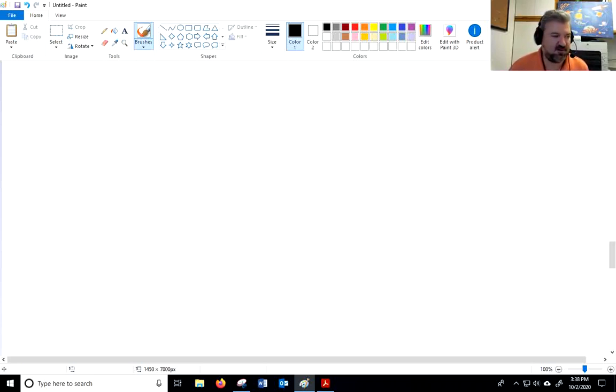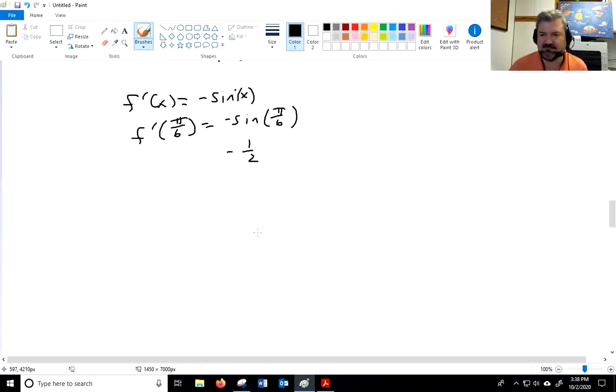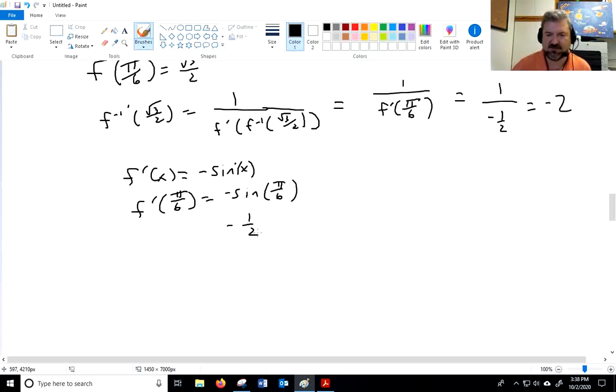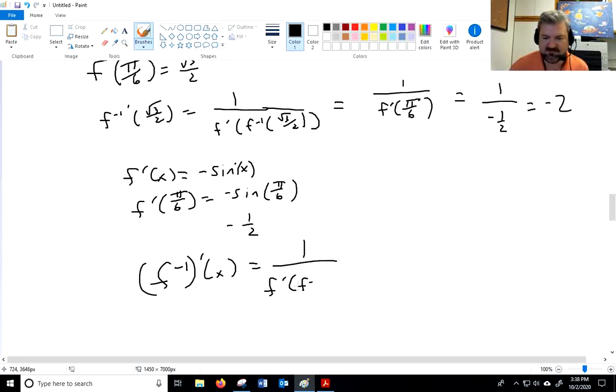And that is all for that lesson. So not too bad, right? Just another formula to remember. Let's write it down again together. F inverse prime of x is equal to 1 over f prime of f inverse of x.